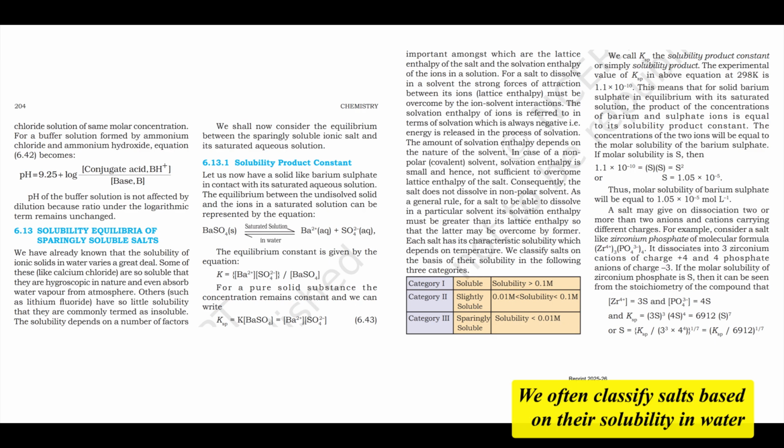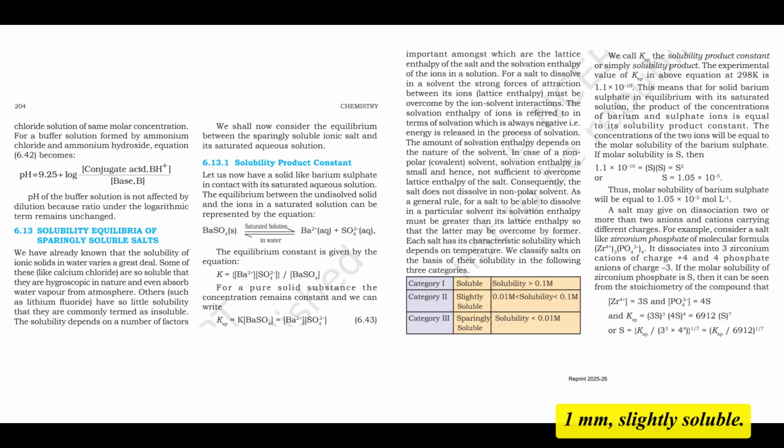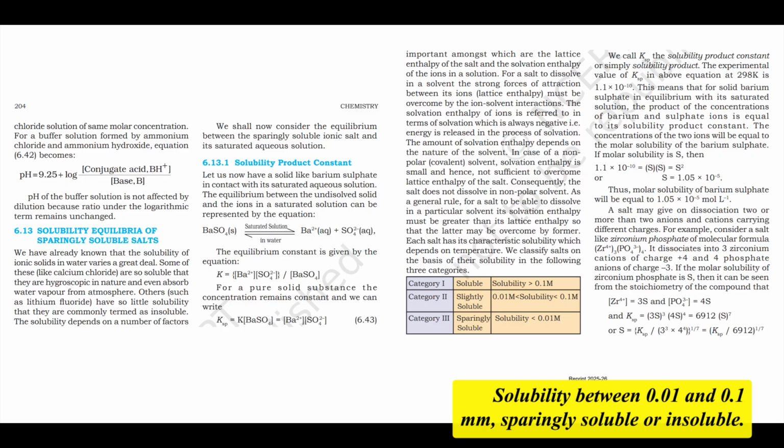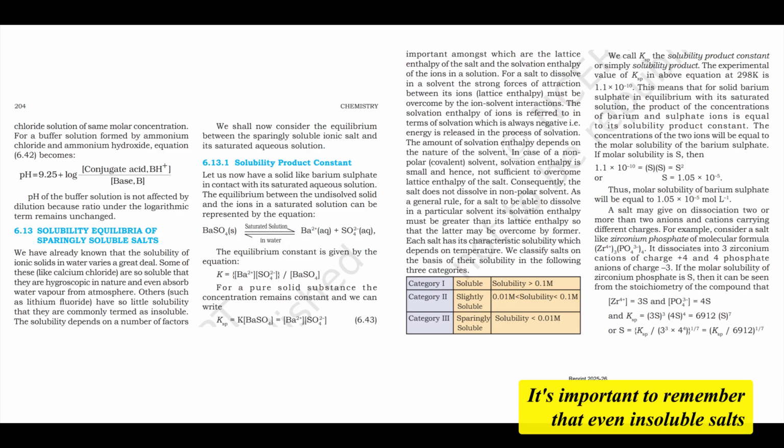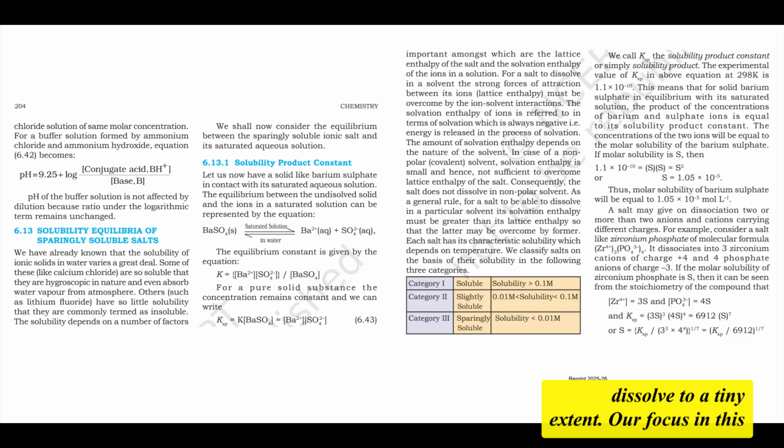We often classify salts based on their solubility in water at room temperature. Soluble: solubility greater than about 0.1 M. Slightly soluble: solubility between 0.01 and 0.1 M. Sparingly soluble or insoluble: solubility less than 0.01 M. It's important to remember that even insoluble salts dissolve to a tiny extent. Our focus in this section is on the equilibrium involving these sparingly soluble salts.